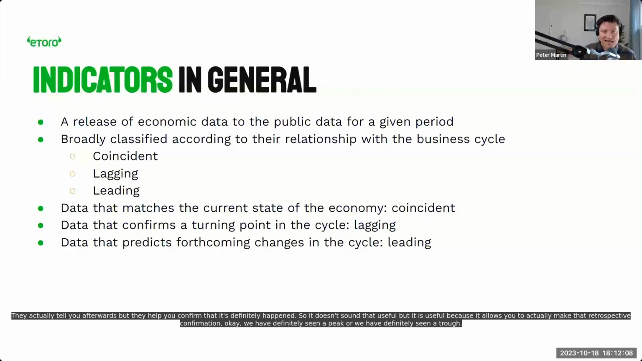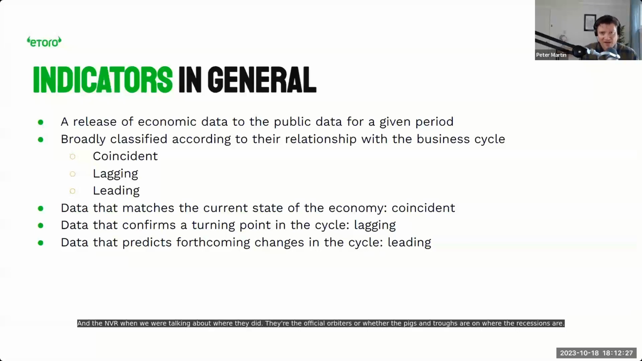And then we get lagging indicators. They actually tell you afterwards, but they help you confirm that it's definitely happened. So it doesn't sound that useful, but it is useful because it allows you to make that retrospective confirmation. Okay, we have definitely seen a peak or we have definitely seen a trough. And the NBER, when we were talking about where they're the official arbiters of where the peaks and troughs are and where the recessions are, they always do it in a lagging way. It's always afterwards that they confirm this has happened.